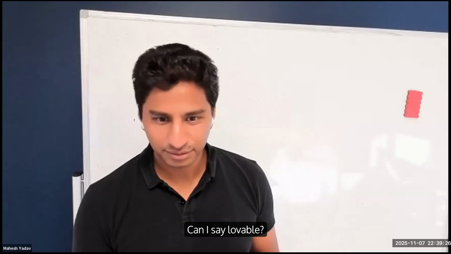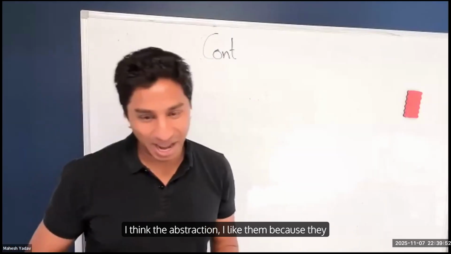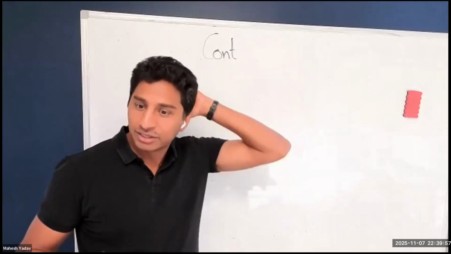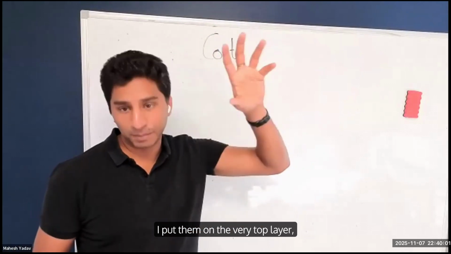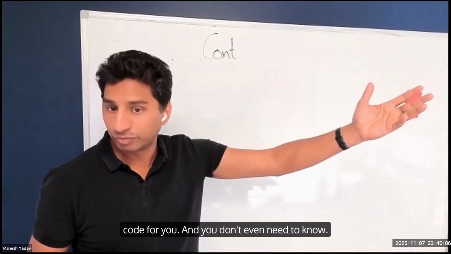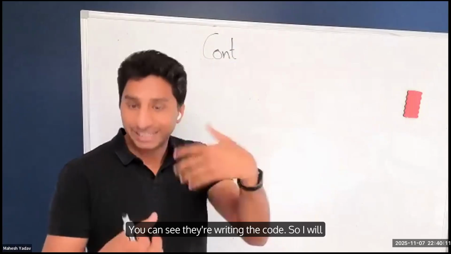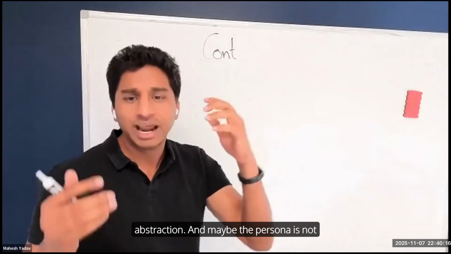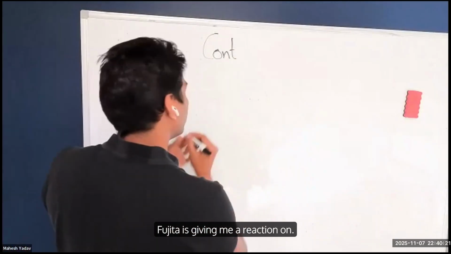Codex. X. Can I say Lovable? I like them because they offer the highest level of abstraction, so non-coders can be coders. I put them on the very top layer of abstraction in coding agents because they are writing the whole code for you. You don't even need to know, but if you want to, they give you the files and you can see them writing the code. So I will call them coding agents with a very high layer of abstraction, and maybe the persona is not developers, and that's what Pujitha is giving me a reaction on.